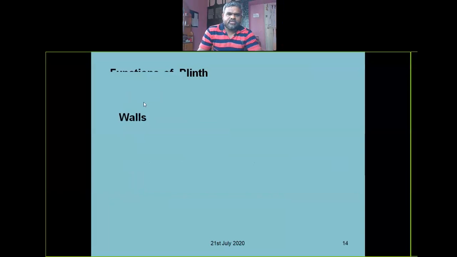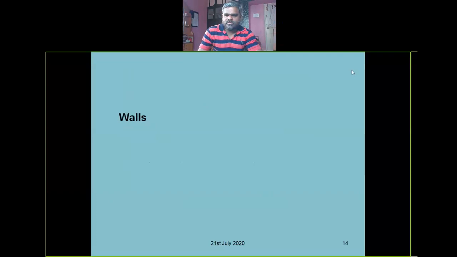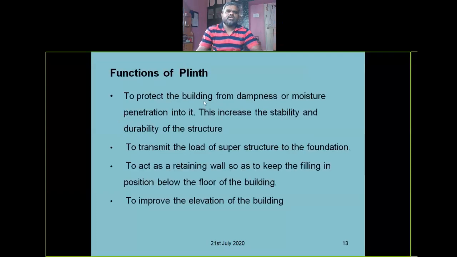functions of plinth. To protect the building from dampness or moisture penetration into it, to increase the stability and durability of the structure, and to transmit the load of the superstructure to the foundation, not in direct contact with the foundation. To act as a retaining wall, so as to keep the filling in position below the floor of the building, and to improve the elevation of the building. That is also why we are constructing a plinth, right?